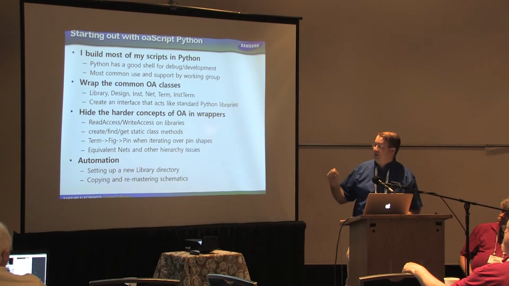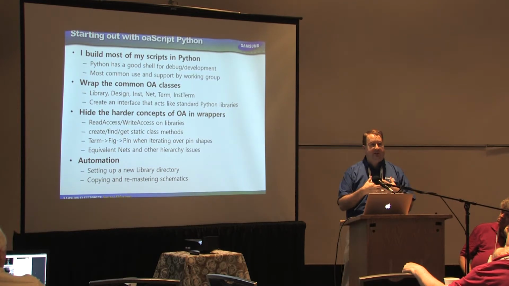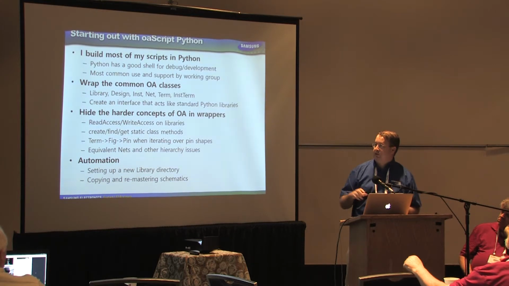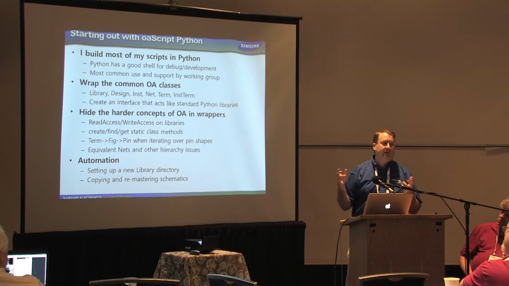And then other things like when you get a pin, well, in OA, when you get a pin, first you get a term, then you get the figs, then you get the pins of that, and you can kind of just compress that all into a single concept and just simplify everything, based on how you do it. And also, when you're trying to operate on a net, you need to operate on every equivalent net and not work on just that net, because it could be multiple hierarchies across that net. So these are all things that it's just easier if you hide them in a net class, in your design class, in your library class.